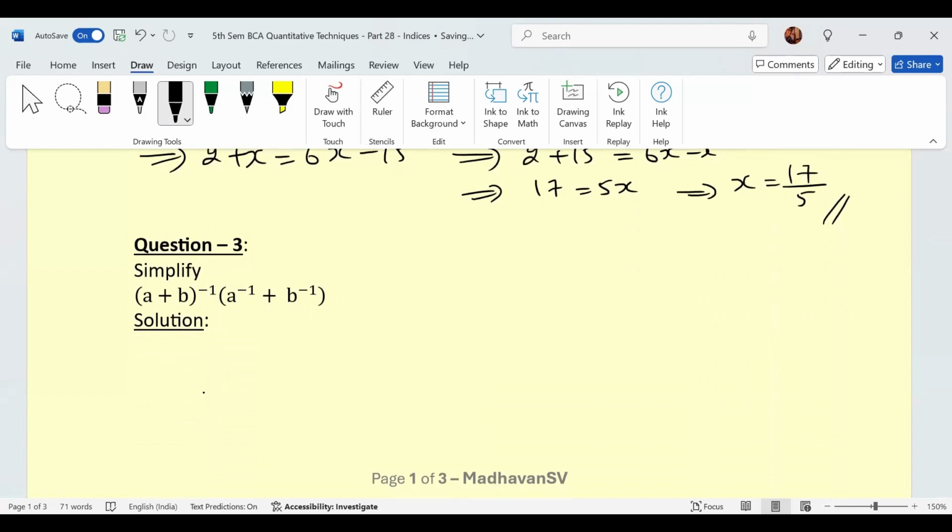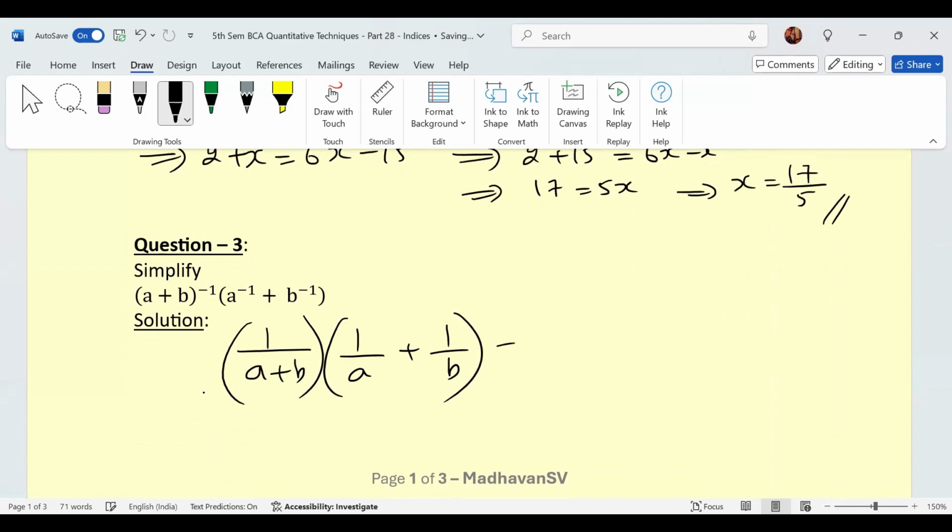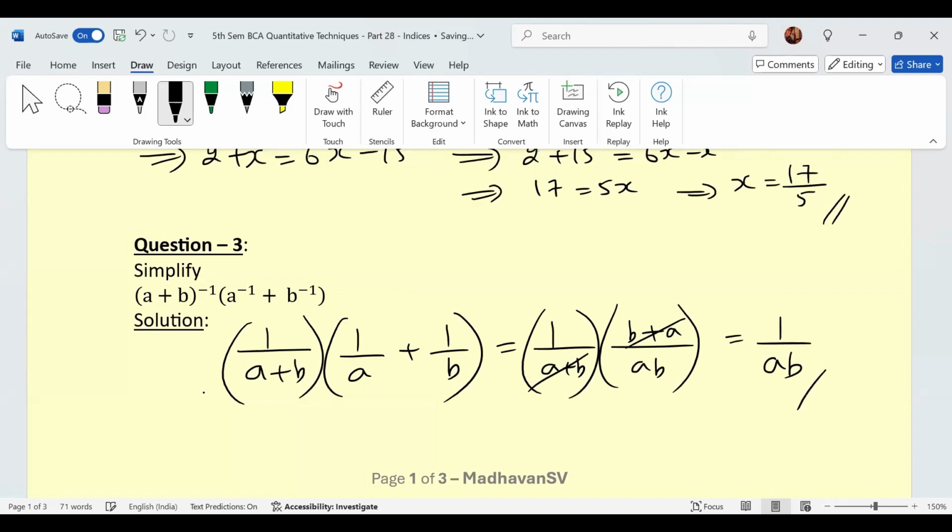A plus b to the power of minus 1 multiplied by a power minus 1 plus b power minus 1. A plus b to the power of minus 1 can be written as 1 by a plus b. And then this a inverse can be written as 1 by a. This can be written as 1 by b, which is 1 by a plus b multiplied by, here LCM is ab. We can write b plus a. This is a plus b, b plus a can get cancelled. So ultimately the result is 1 by ab. That is the solution for the third question.